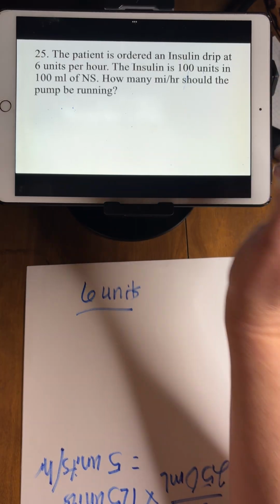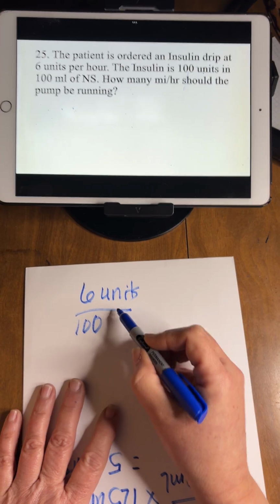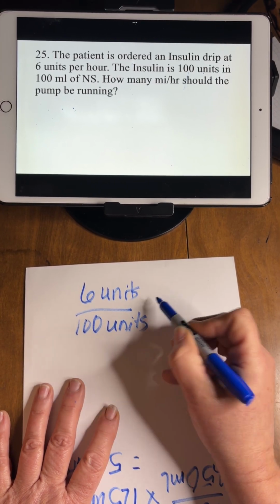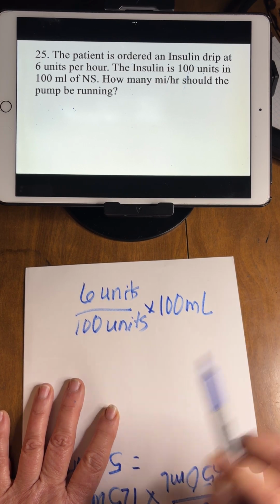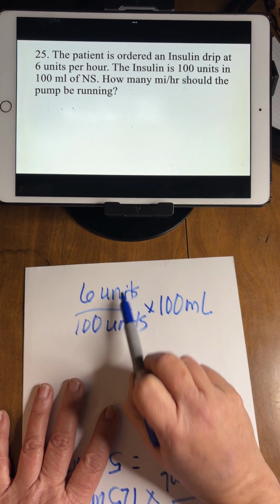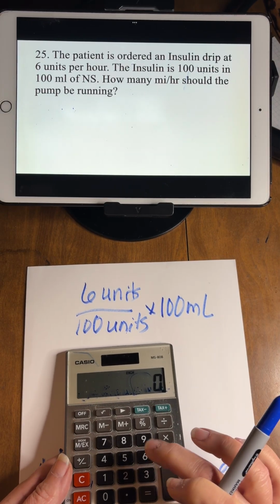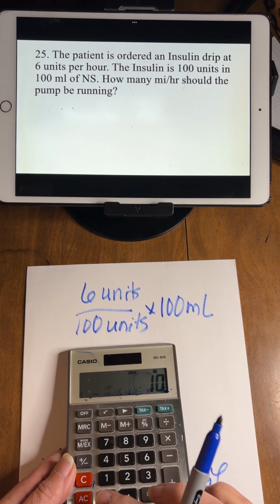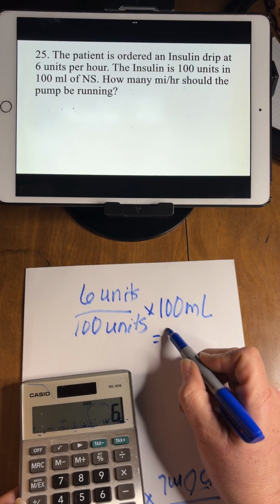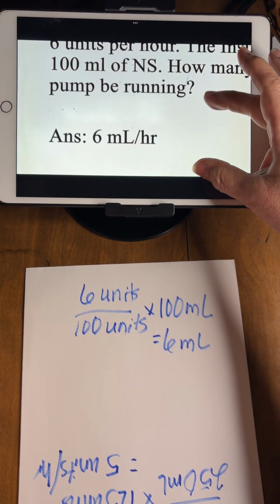How many milliliters an hour should it run? He wants 6 units, and we have 100 units. I'm going to get a new marker after this. And that comes in 100 milliliters. You see, we put our last name, so Ethel is going to be saying, my God, she knows what she's doing. So 6 divided by 100 equals, times 100 equals, that needs to go at 6 milliliters an hour. Boom. Yeah, we did. We saved another one.